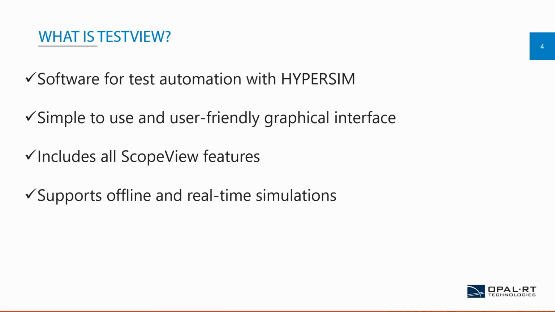Another significant advantage of TestView is that it supports both offline and real-time simulation. Therefore, it's possible to develop a test sequence on a personal computer without having access to the lab or the external hardware, have a complete sequence, and then just come into the lab, set it up with the OPAL-RT target, and start the test sequence automatically.